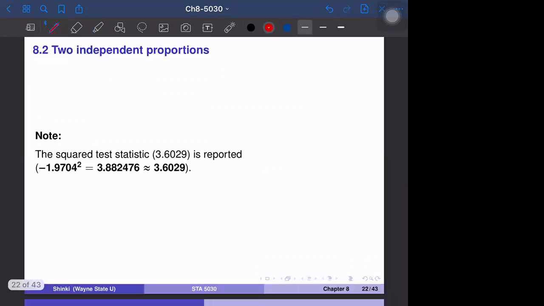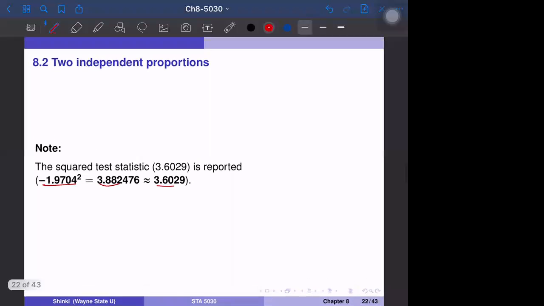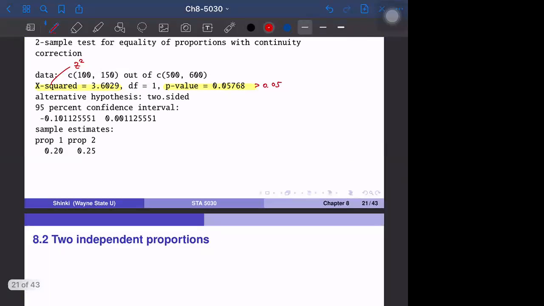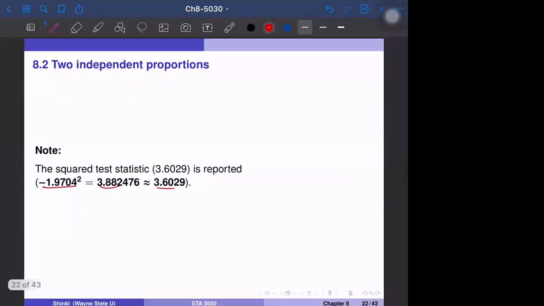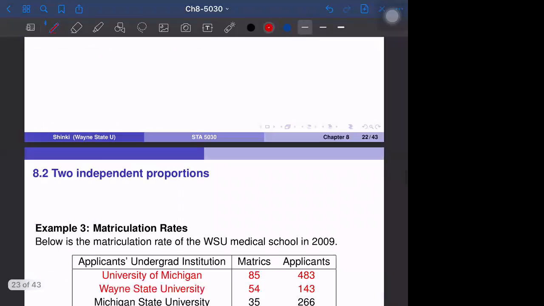Previously we calculated the z statistic as negative 1.97. If we square it, that becomes 3.88. So it slightly overestimated the squared test statistic, 3.60. And both are approximations anyway. I think the chi-square test has a slightly better approximation, but both are approximations. So we cannot make a strong argument.